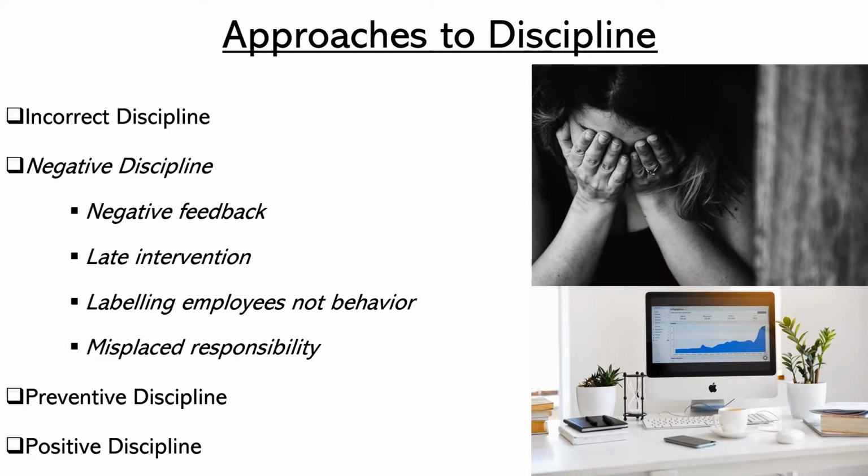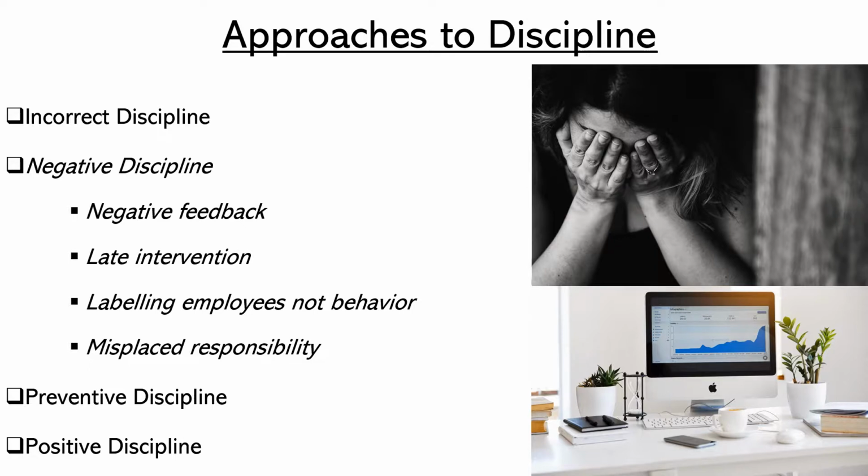That is what negative feedback means. Next one is late intervention. In this case, the manager ignores whatever rules and regulations the subordinate is not following, and allows it to continue until the problem becomes a big bubble and goes out of hand, and then he will try to interfere in it. That is known as late intervention, or otherwise known as procrastination discipline.